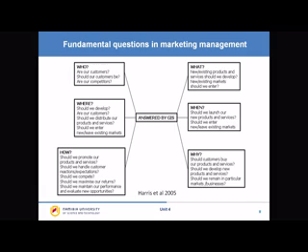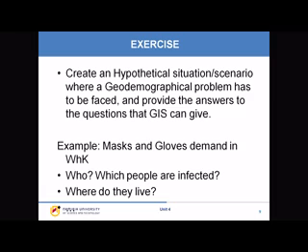How should we promote our products and services? What new or existing products and services should we develop? When should we launch our new products and services? Why should the customers buy our products and services? So there is a big list of questions. You can have a look at the slide, but related to this, we'll have an exercise.